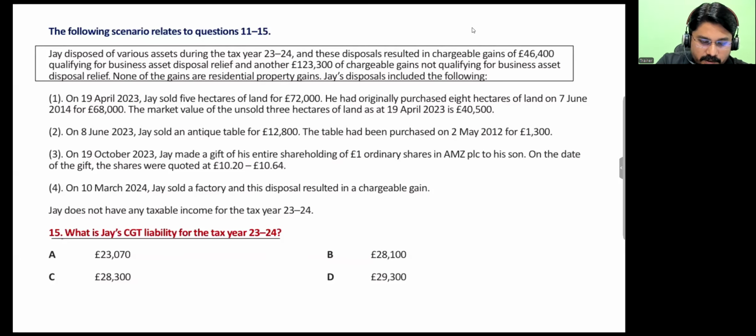Here we have these gains which are qualified for business asset disposal relief, and these gains are those which are not qualified for business asset disposal relief. Plus, J does not have any taxable income for this tax year, meaning his basic rate band limit is available, and that can be covered by the gains. What is J's capital gain tax liability for this fiscal year? I'm moving towards the next page. Here we have a column.